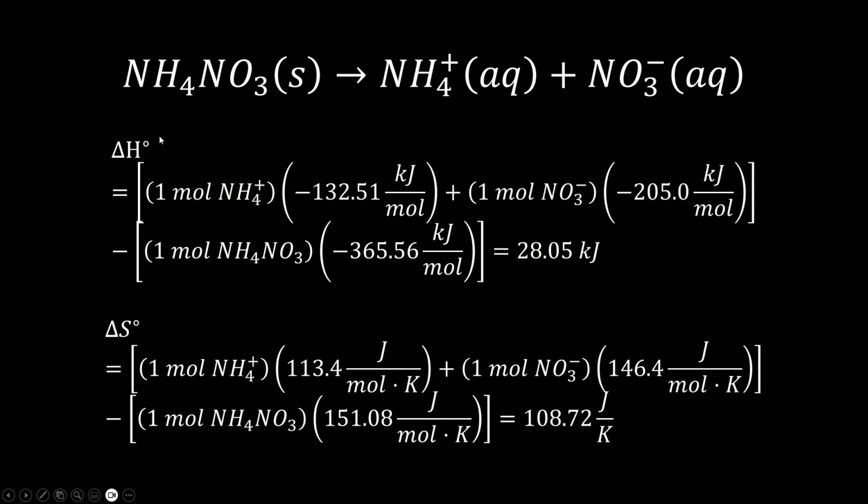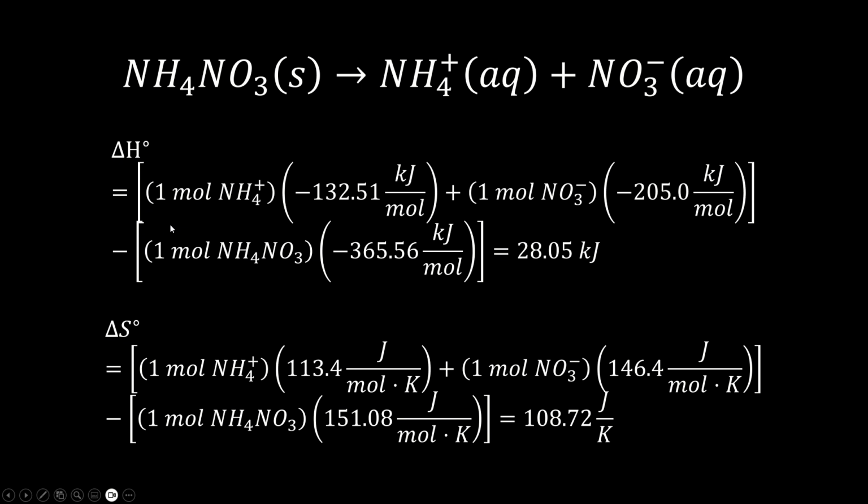If we look at the enthalpy of formation, we have two products. We have ammonium ion, which has an enthalpy of formation of negative 132.5 kilojoules per mole. The stoichiometric coefficient is 1 here, so we'll multiply that by 1 mole of NH4+. Separately, we're now going to have the enthalpy of formation of the nitrate ion, negative 205 kilojoules per mole. And because of the stoichiometric coefficient, we'll also multiply that by 1 mole of nitrate. We'll then put all of that in its own set of parentheses.